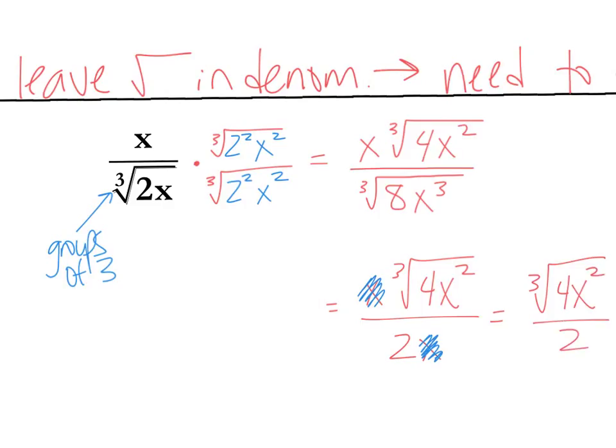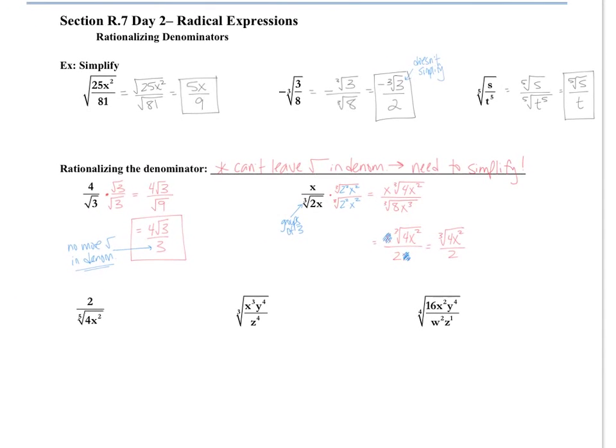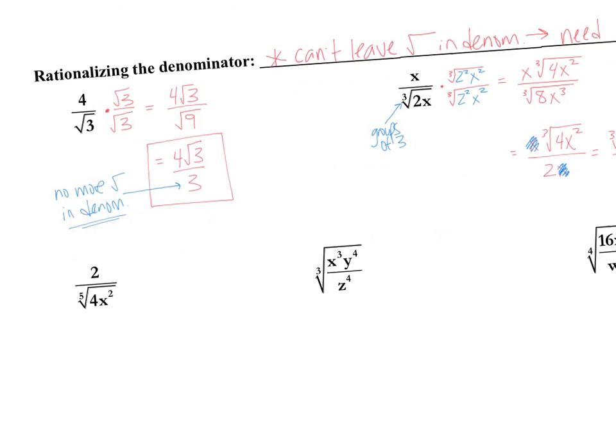So some of you might be wondering, well, can't I square root both of this stuff? Well, yeah, you could if it was a square root, but it's not. It is a cube root. Okay, so that 3 means that you have to have groups of 3 in order to simplify it. So just keep that in mind as you're simplifying these things, okay? So let's try a couple more.